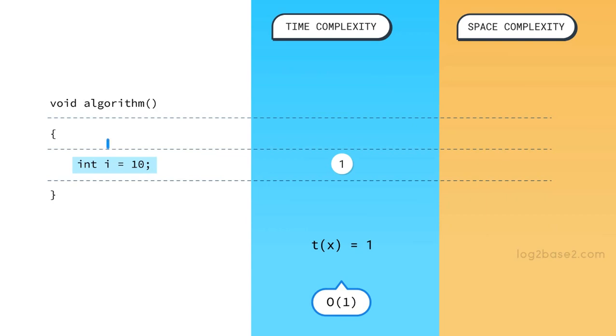And here we have just one variable, and let us say it takes 1 unit of memory also. So S of x is equal to 1. So the space complexity is also order of 1.